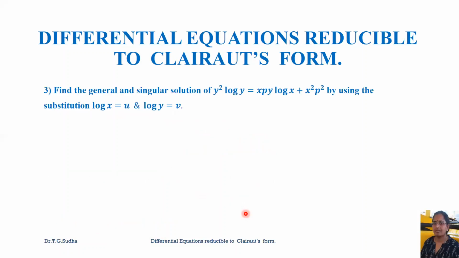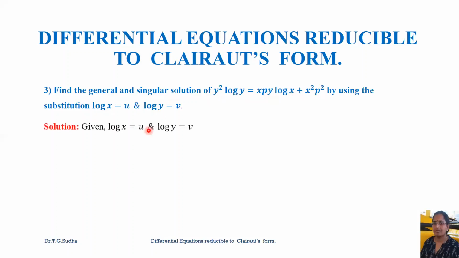Let us discuss one more example. Find the general and the singular solution of y square log y equal to xy p log x plus x square p square by using the substitution log x is equal to u and log y is equal to v. So once again, even here we need to give a substitution for both the variables x and y in terms of u and v.